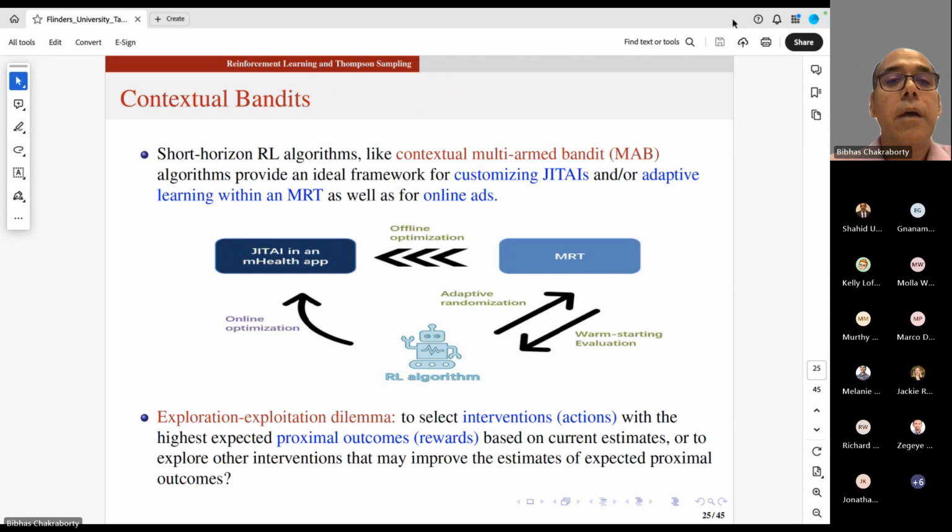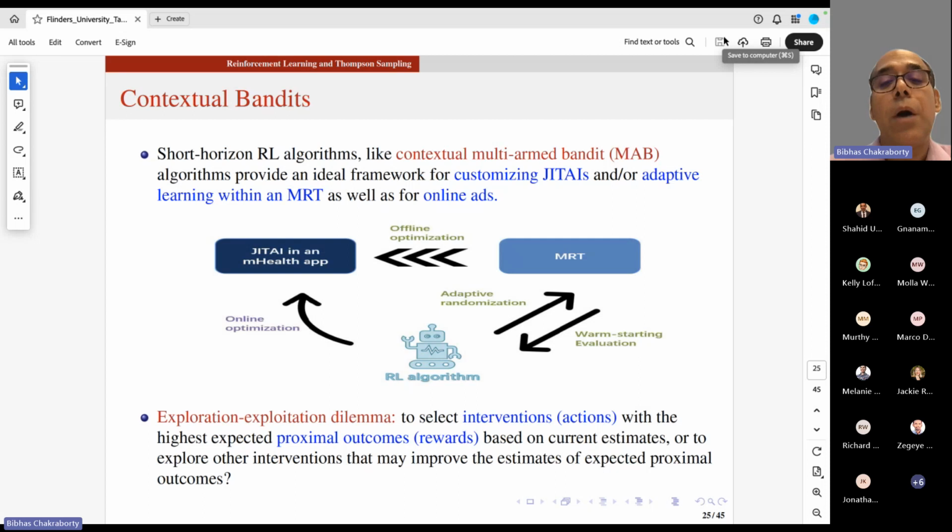In particular, in our context, we'll be dealing with these contextual bandit algorithms. These are short horizon RL algorithms. RL algorithms in general can be many, many stages long, but contextual bandits are relatively shorter horizon, and they are very useful for customizing JITAIs, or this adaptive randomization, adaptive learning within a micro-randomized trial.